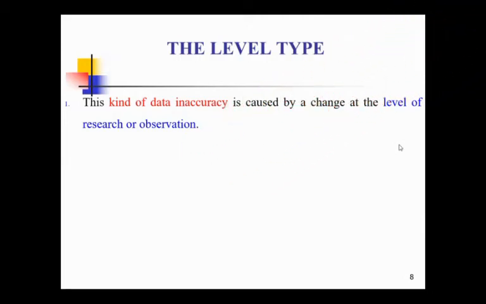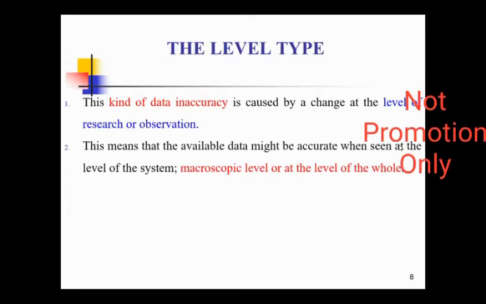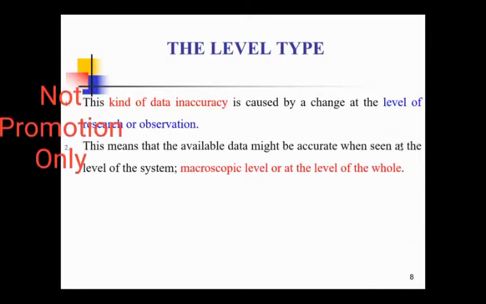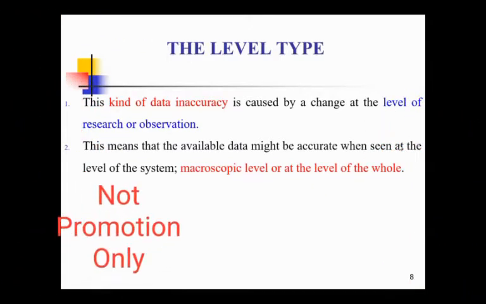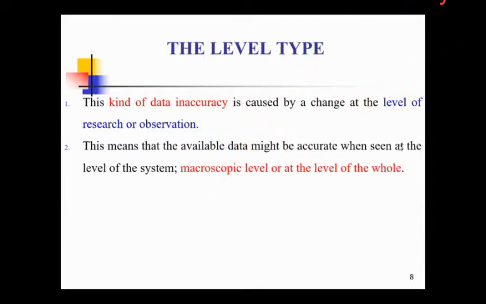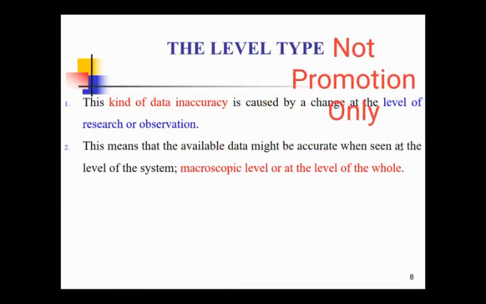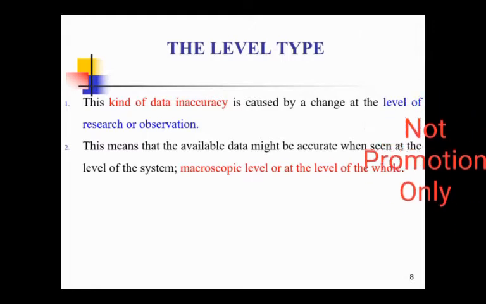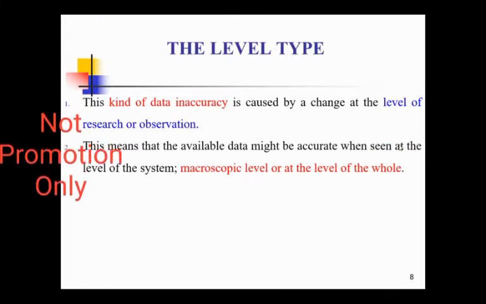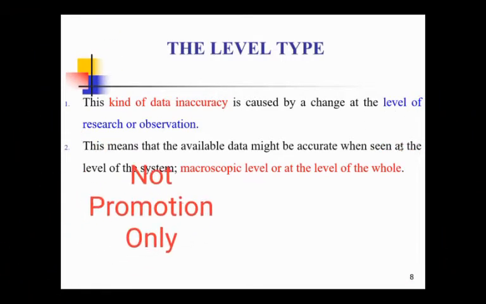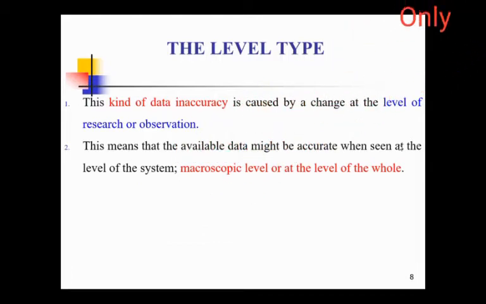So the inaccuracies will be eliminated. How you are going to present the data is very, very important. Because of this level type, the obtained data may be accurate when seen at different levels. It may be macroscopic or microscopic or as a whole. So we have to decide which level we are going to use in the experiment.